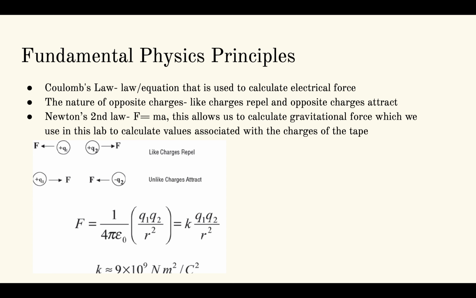First we'll go over the fundamental physics. First and most important is Coulomb's law, which is the equation that allows us to calculate electrical force. And then we have the nature of opposite charges: like charges repel and opposite charges attract. And then we have Newton's second law, force equals mass times acceleration. This allows us to calculate gravitational force, which we use in this lab to calculate values associated with the charges of the tape. In the graphic below, you can see Coulomb's law and the nature of opposite charges.